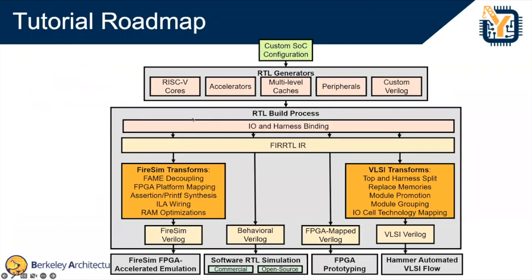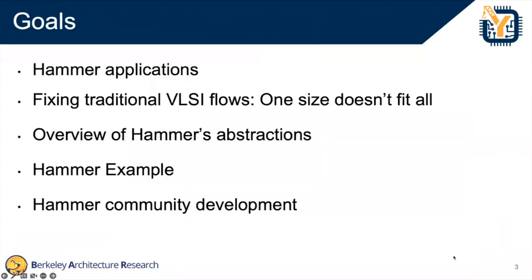So over here, this is just the overview of all of the stuff inside Chipyard. We already talked about going from the custom SoC config or RTL generators and ultimately generating the FIRRTL. And we went down this path towards getting behavioral Verilog and running software RTL simulation. In this talk, I'm going to talk about going through the VLSI transforms parts and of course the backend here, which is the Hammer automated VLSI flow. So let's jump right into that.